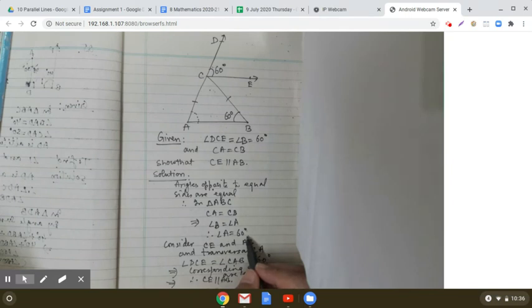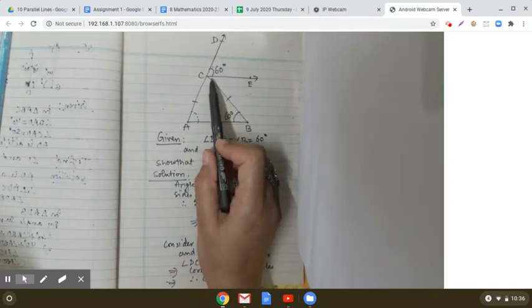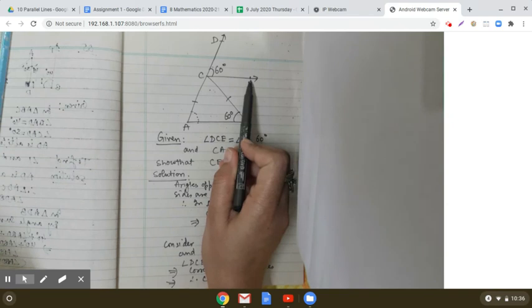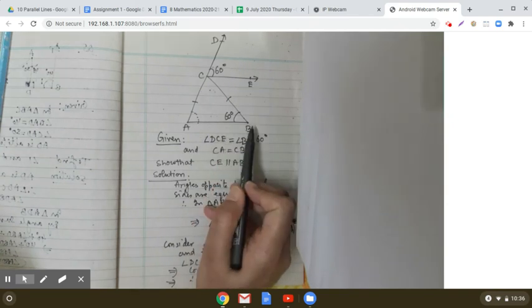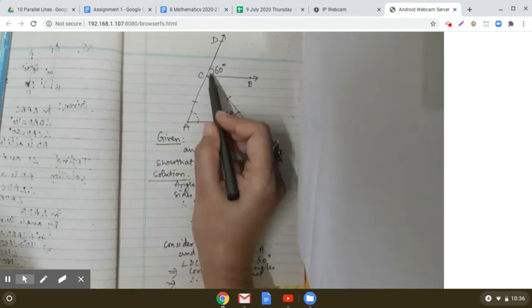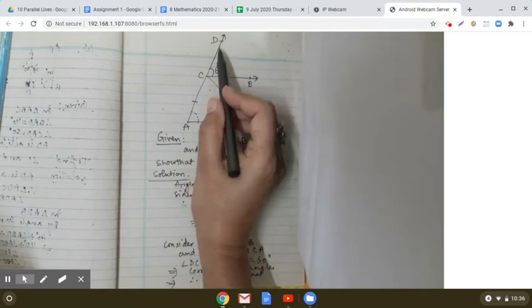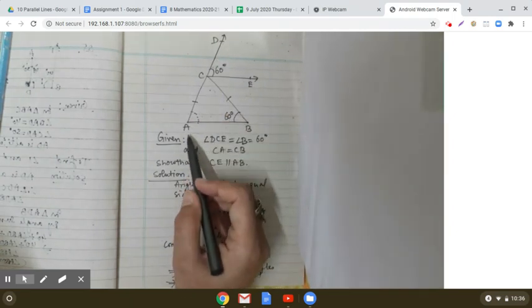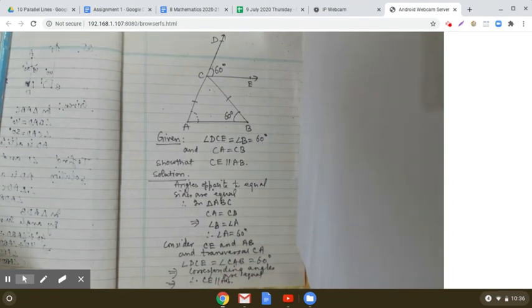Now we will consider the pair of lines CE and AB and transversal AC. You can write transversal as AD also. So here you can see that when we have to prove that two lines are parallel, there are three sufficient conditions. Either you make alternate interior angles equal, or you get co-interior angles as supplementary, and the third possibility is when corresponding angles are equal, the lines are parallel.